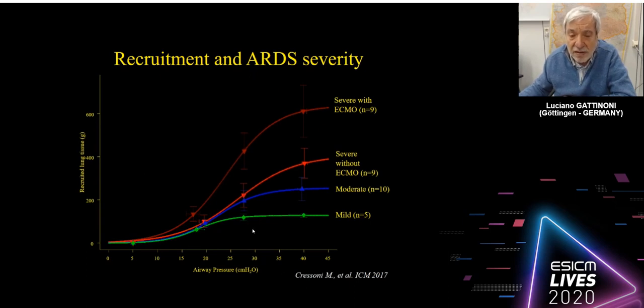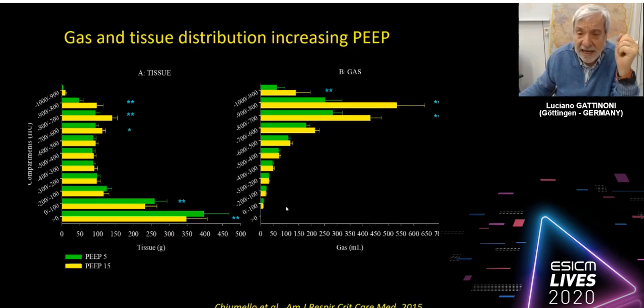Because for the same high pressure, depending on the severity of the lung injury, that means depending on the anatomy of the lung, we may have a lot of recruitment. Here in severe, as an example, in a patient undergoing ECMO, here in a severe patient without ECMO, here in moderate ARDS, here in mild ARDS. You see the recruitment goes from 100 grams up to 400 grams. Here we have 600 grams, in a mild ARDS we have less than 100 grams. So there is no gas method that can give you results like this.